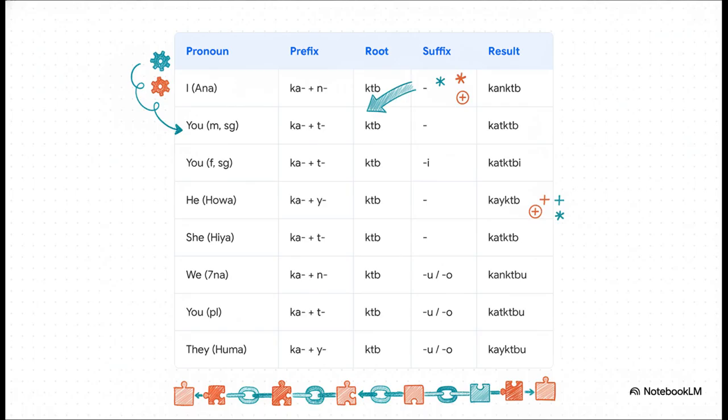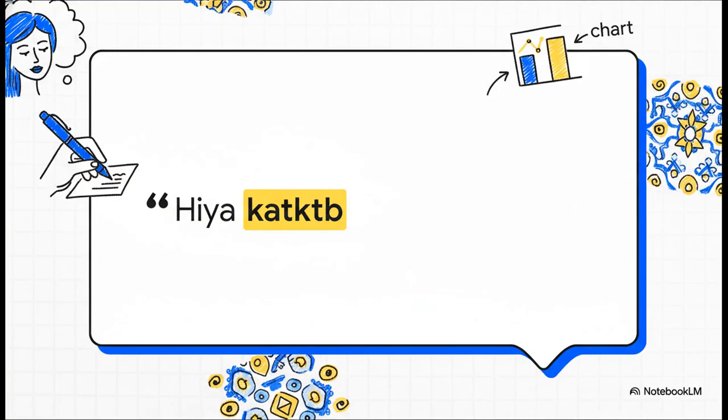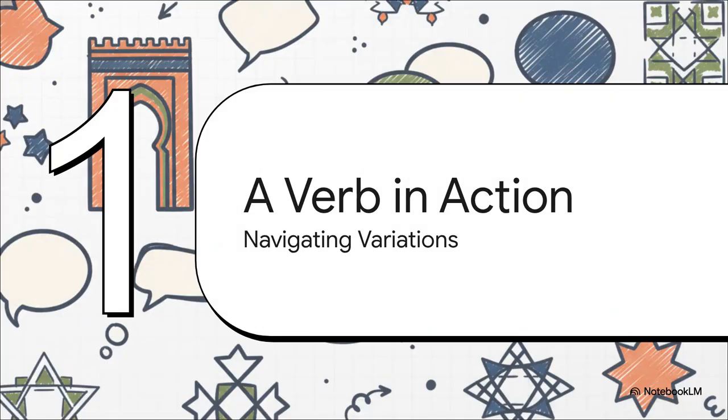Honestly, if you can just master these few prefixes and suffixes, you've literally just unlocked hundreds of verbs. It's a total game changer. So how does this look in a real sentence? Let's say you want to say, she is writing. You just grab the form for she, or hiya, from our chart, which is Katkteb. So you just say, hiya Katkteb. It's that straightforward. All right, so you've totally mastered the main road.